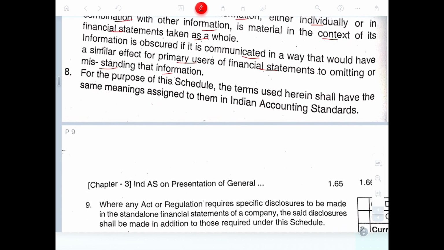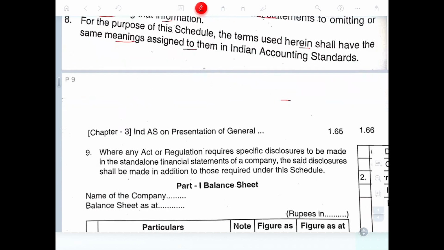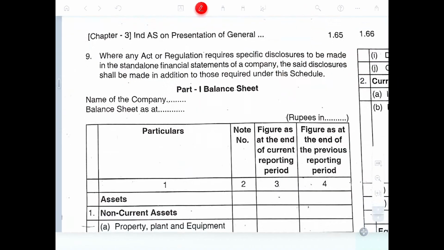For the purpose of the Schedule, the terms defined in Ind AS shall have the meaning assigned to them in the Indian Accounting Standards. Where the Act and regulations require specific disclosure to be made in the standalone financial statements of the company, such disclosure shall be made in addition to the requirements of the Schedule.